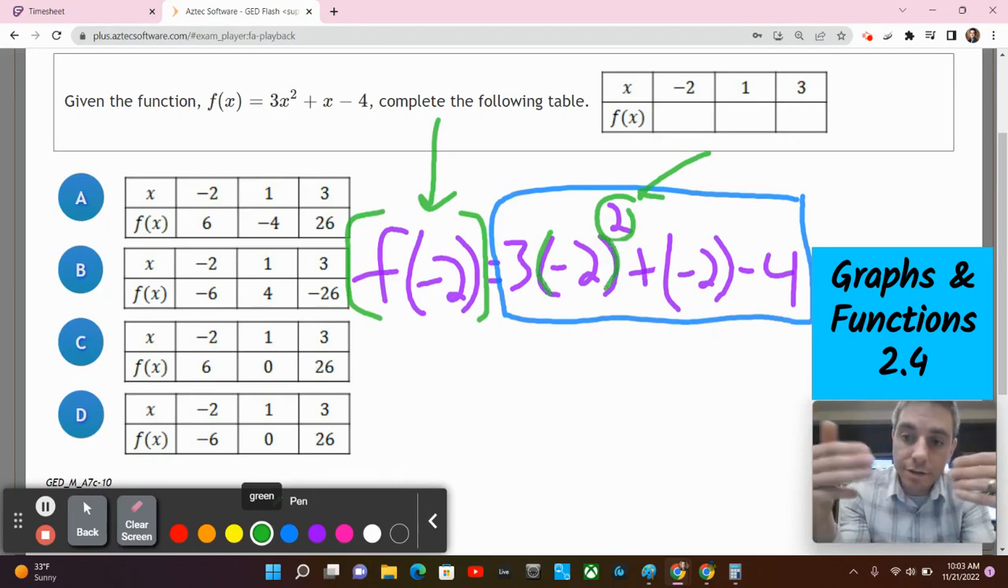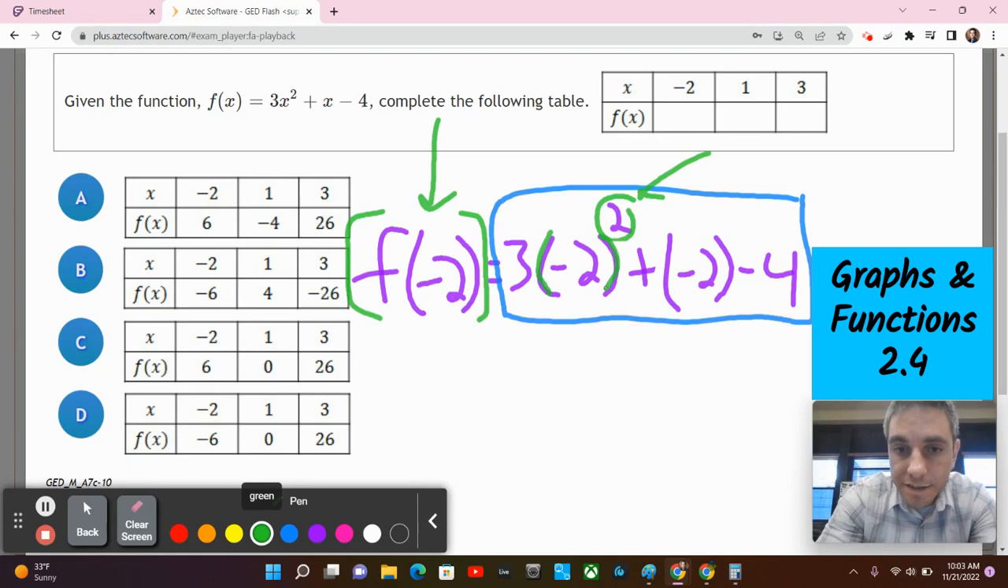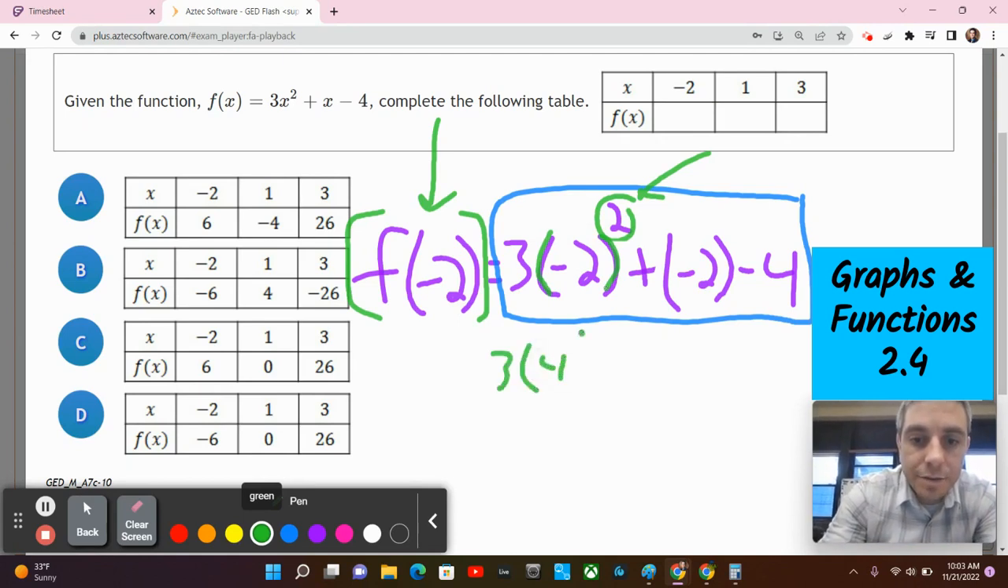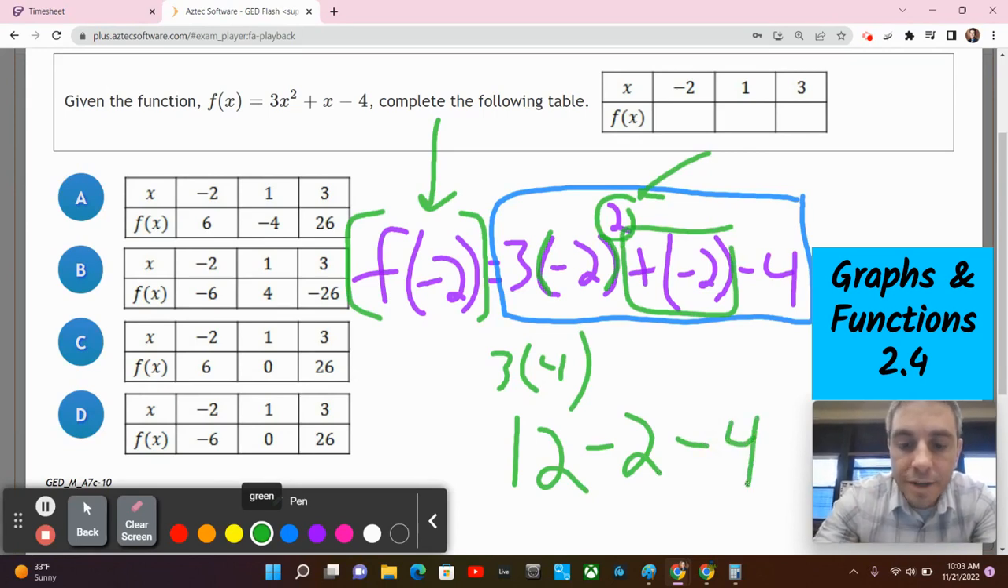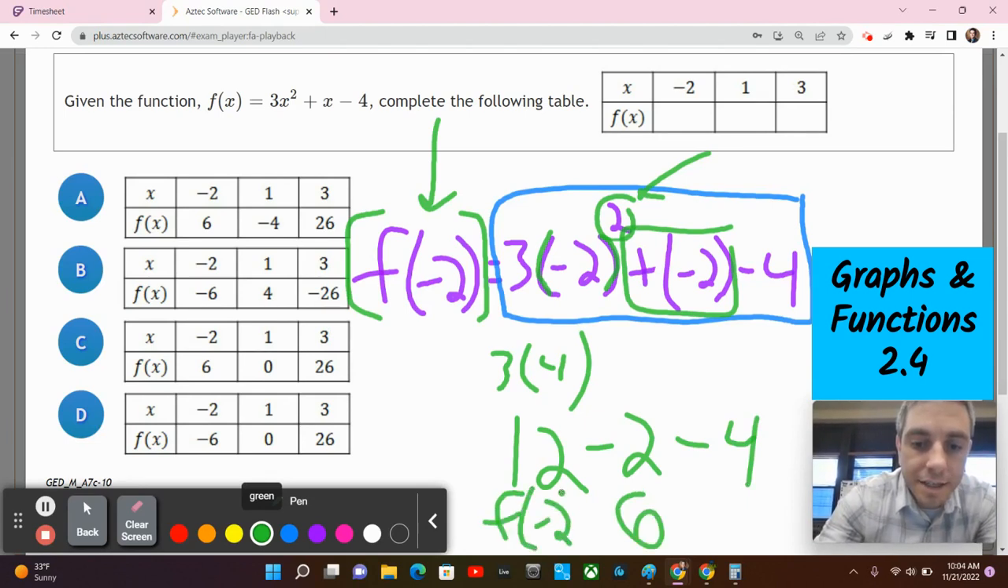So we just do negative 2 times negative 2, which is positive 4. And then we take positive 4 and times it by 3, which is 12. Now for the next part where it says plus negative 2, I'm just going to write minus 2, because it basically means the same thing, and then minus 4. So 12 minus 2 is 10, minus 4 is 6. When x is equal to negative 2, the outcome is 6.